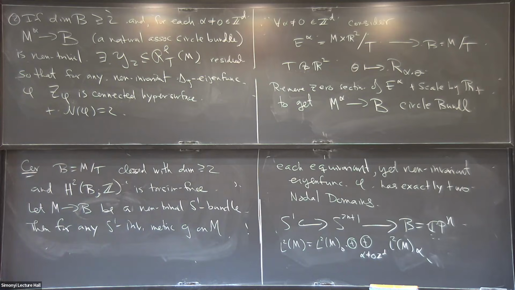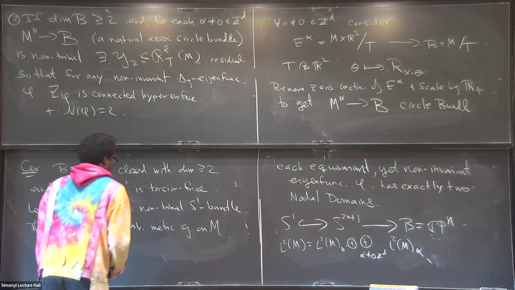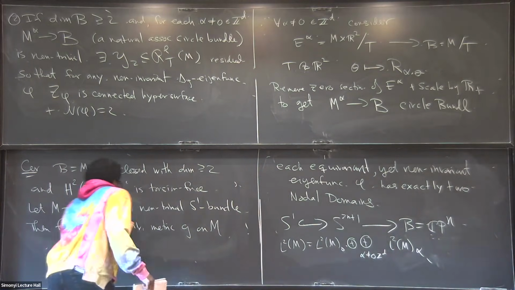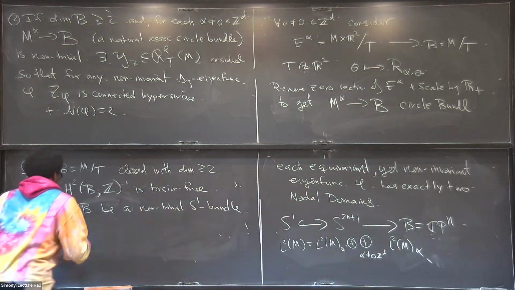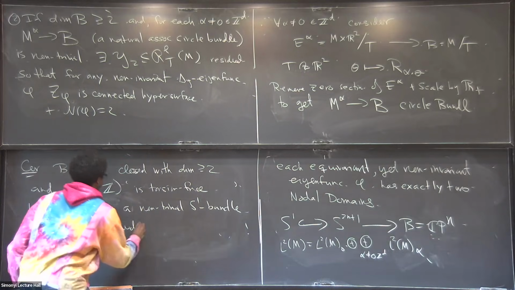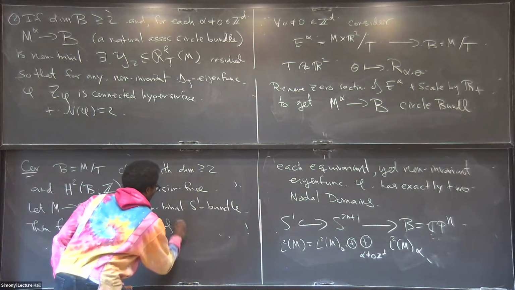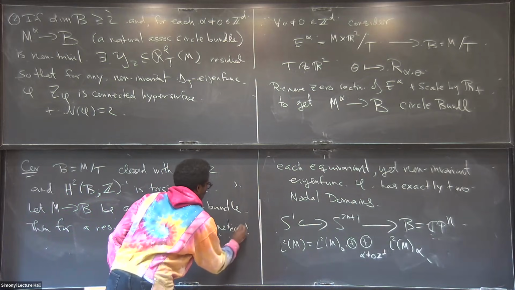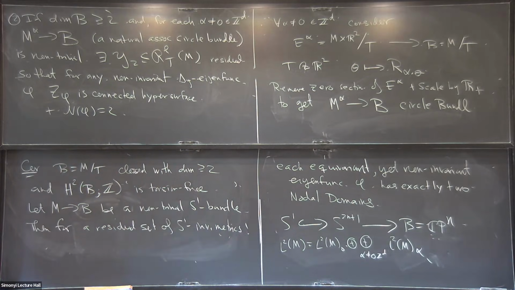It says for any S1 invariant metric, but it should be for some residual set of S1 invariant metrics. Yeah, thank you. Sorry about that.